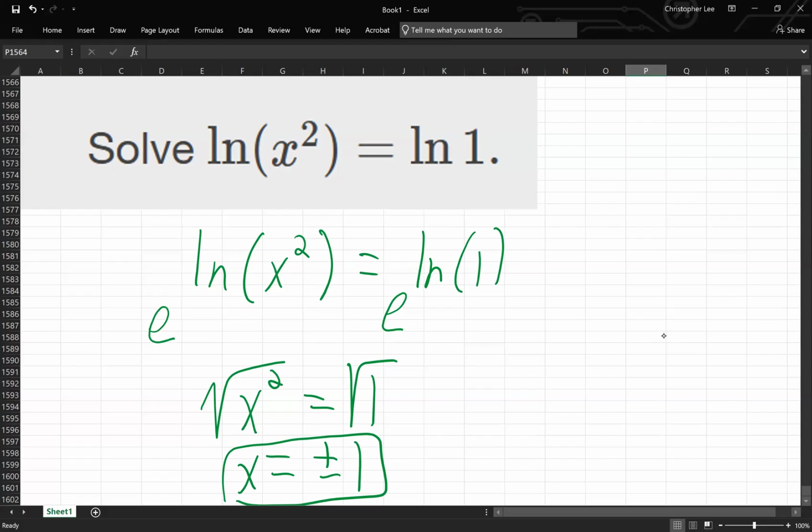Crazy. The square and the square root, they're inverses to each other. Exactly.